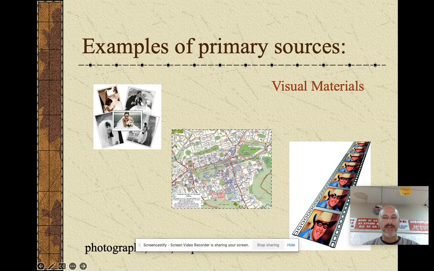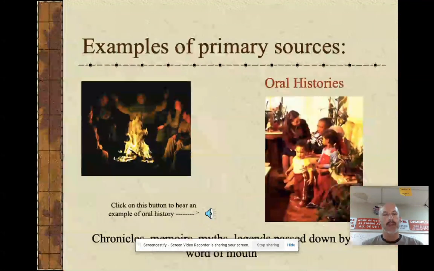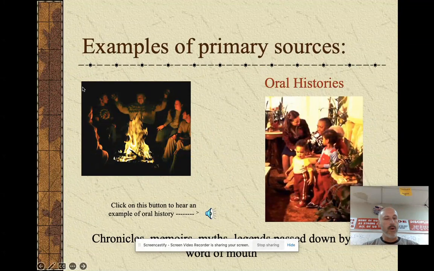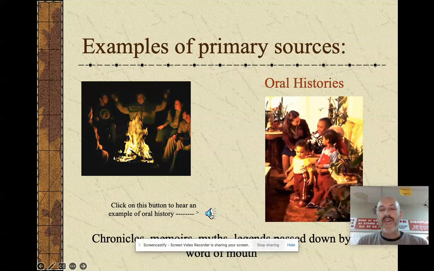Same thing, pictures there. Maps, especially older maps, are good primary sources of what things were like. I'm going to keep moving. Oh well, no, this is a good one. I gotta listen to this. When people tell oral stories, like, hey, I'm going to tell a story about what's happening, you are listening to a primary source that is definitely biased because they're trying to entertain you. Check it out.